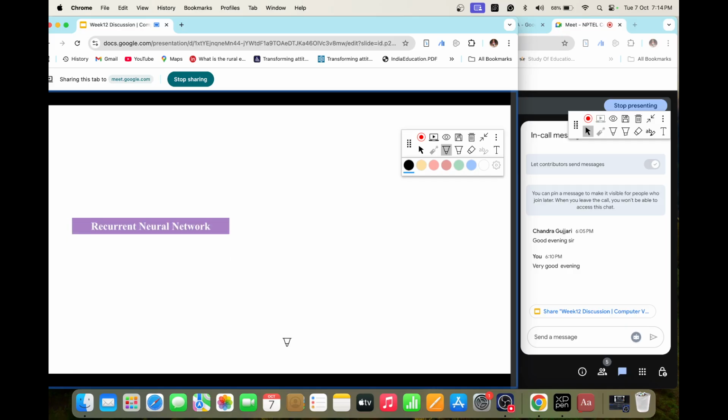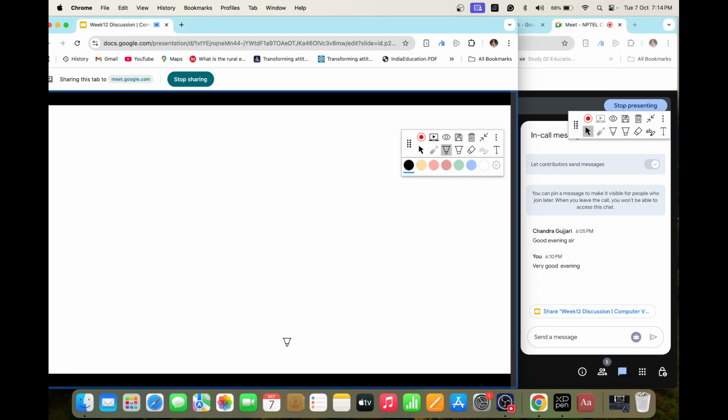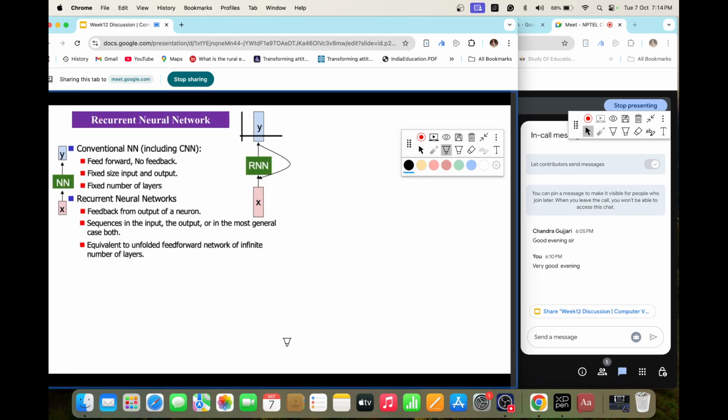U-Net architecture has already been discussed, so you can just read the theory. I am not going into detail over here. And then this is the last portion, that is recurrent neural network.